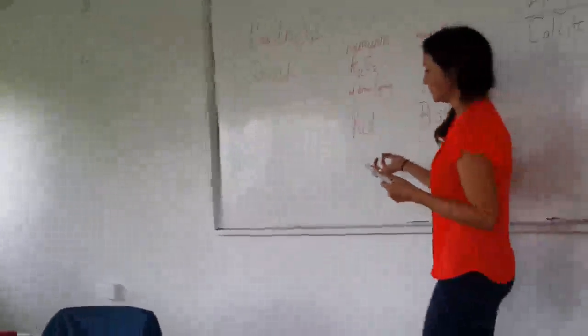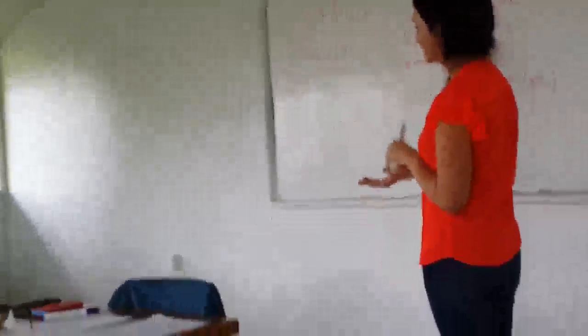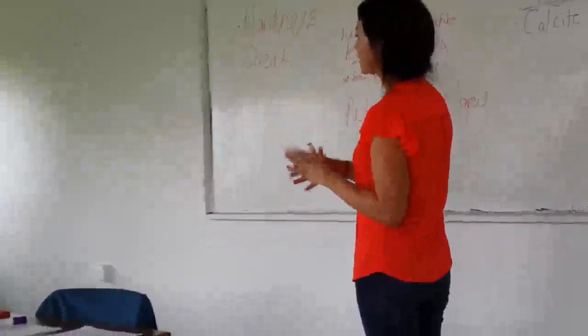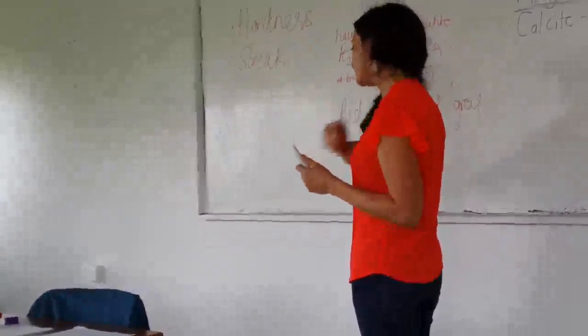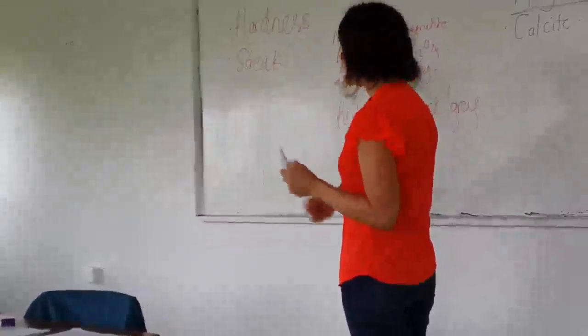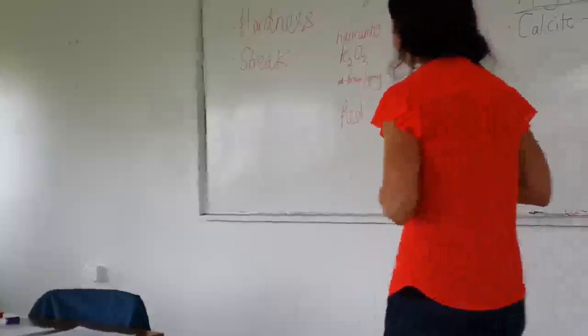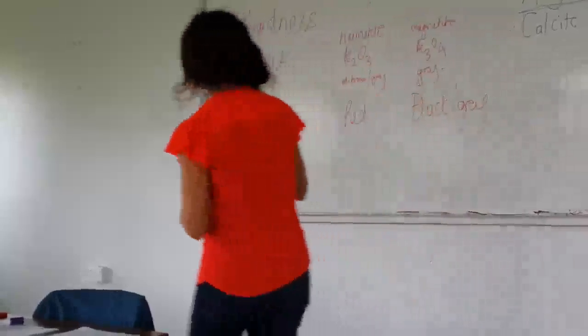And a streak is just, you determine what the streak is by rubbing the mineral across a porcelain plate. So a porcelain plate has a hardness of 7, so anything softer than that, you can powder the mineral along the plate and look at the colour. And this is really useful for metal oxides and metal sulfides. So streak is a good one.